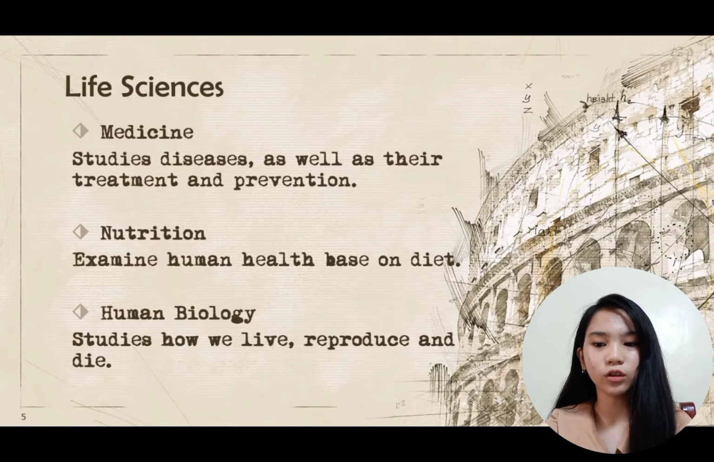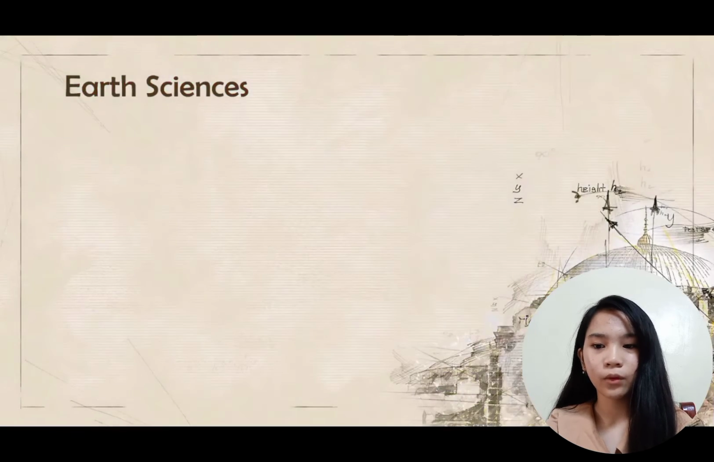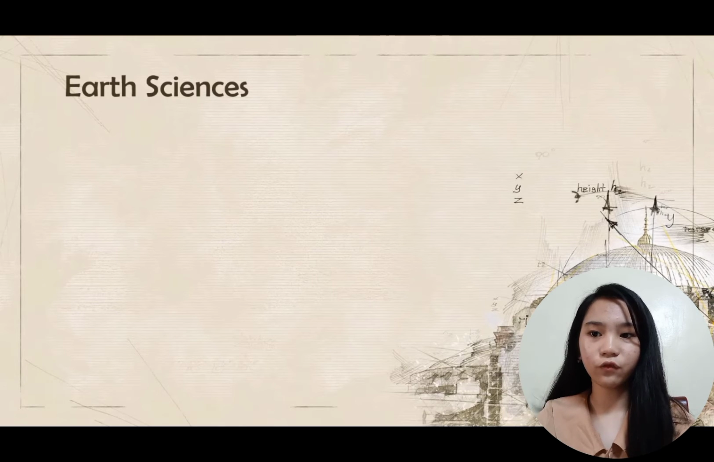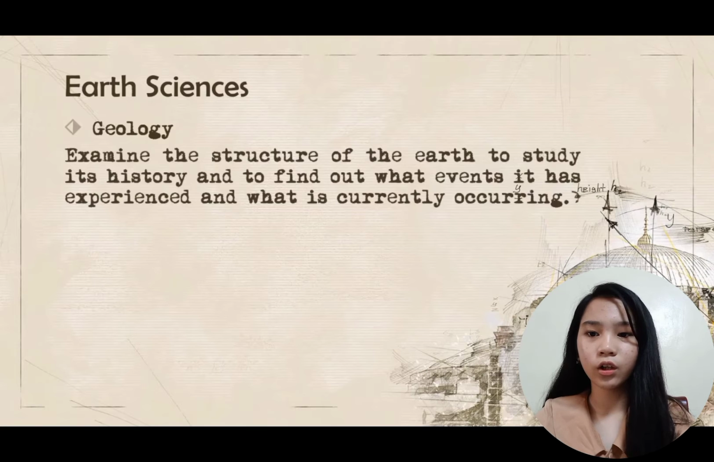For the last main branch of science, we have earth science, also known as geoscience. It includes all fields of natural science related to planet Earth. For the first one, we have geology. Geology is the study of rocks. It examines the structure of the earth to study its history, to find out what events it experienced before and what is currently occurring. It is concerned with the solid earth of which it is composed and the processes by which it changes over time.